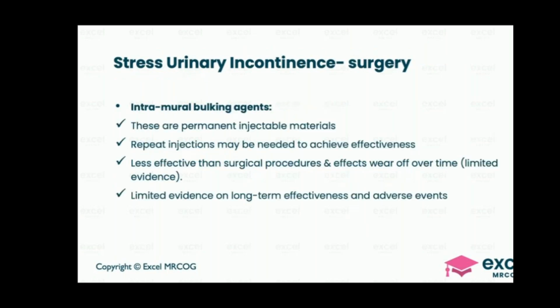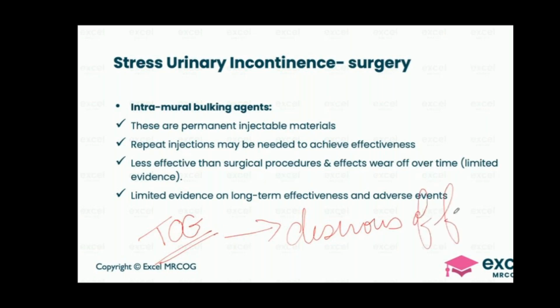Now, bulking agents. Remember, they are injectable materials that are inserted around the urethra so that continence is maintained. Repeat injections may be needed. It is less effective than surgical procedures and the effect wears off over time. And it has limited evidence. What is mentioned in the TOG article is that they can be considered if the woman is desirous of fertility. Okay.